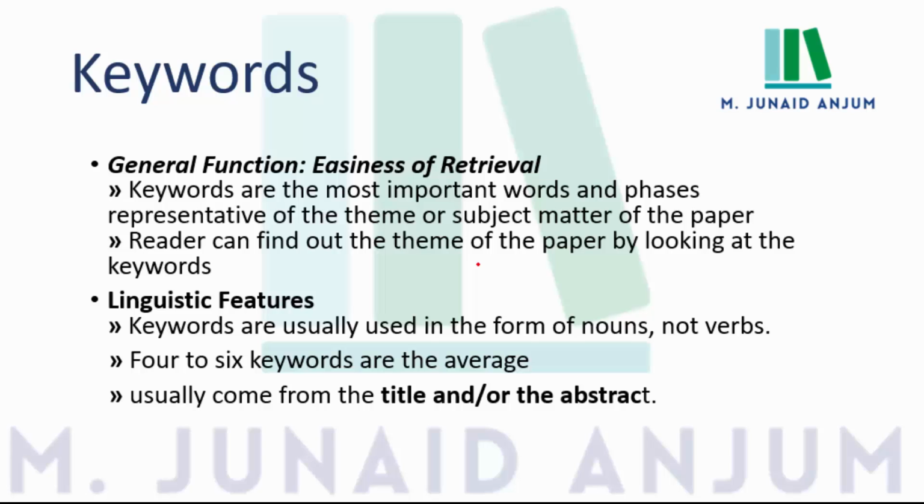The other thing is linguistic features. Keywords are usually used in the form of nouns, not verbs. 4 to 6 keywords are averagely used in the articles, and it depends upon the requirement of the journal. You should read the author's guideline for the particular journal. Keywords usually come from the title and or the abstract. So you should keep this thing in mind. Generate the keywords from the titles or from the abstract.